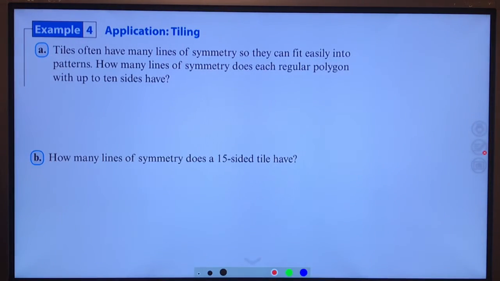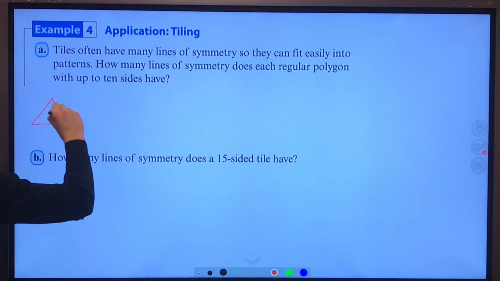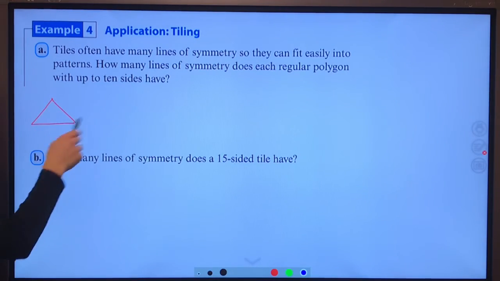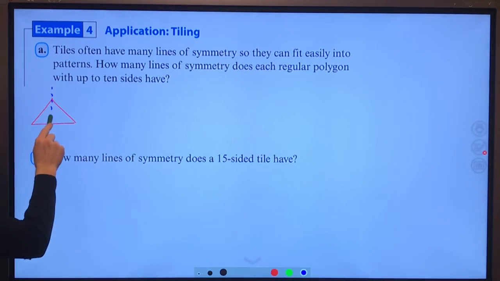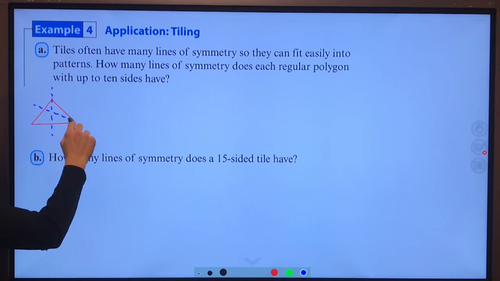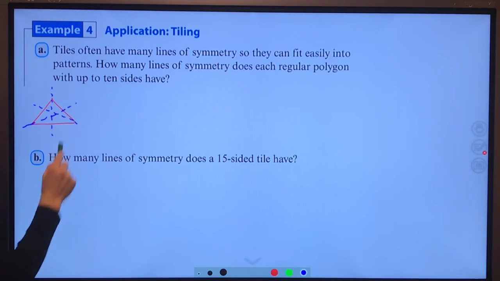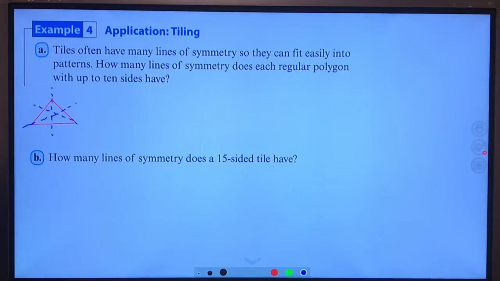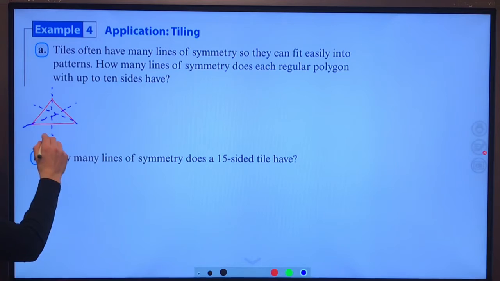Finally, it says tiles often have many lines of symmetry, so they can fit easily into patterns. How many lines of symmetry does each regular polygon with up to 10 sides have? Well, let's just start with a triangle. This is an equilateral, equiangular triangle. We have a line of symmetry right there. We have a line of symmetry there. We have a line of symmetry there. That's because it's equilateral, it's equiangular, it's regular. So there's 3 lines of symmetry on a triangle.